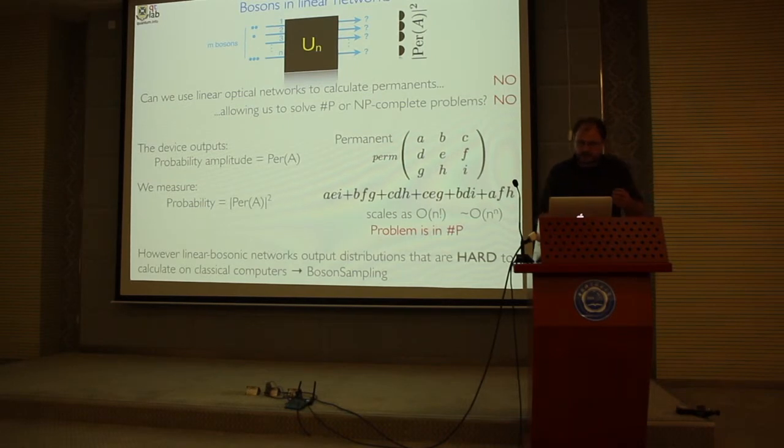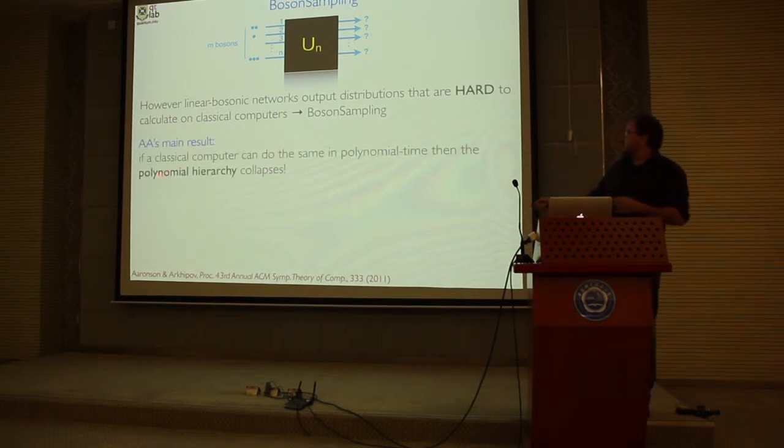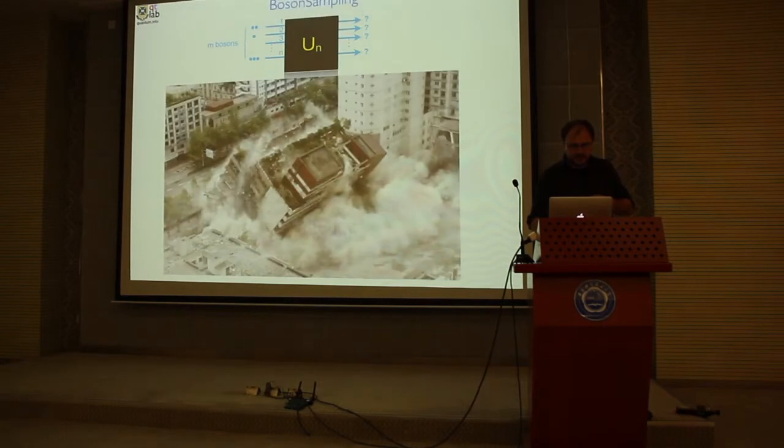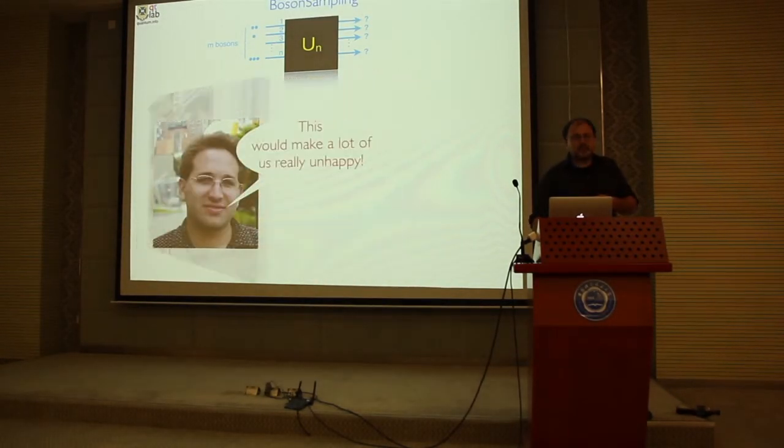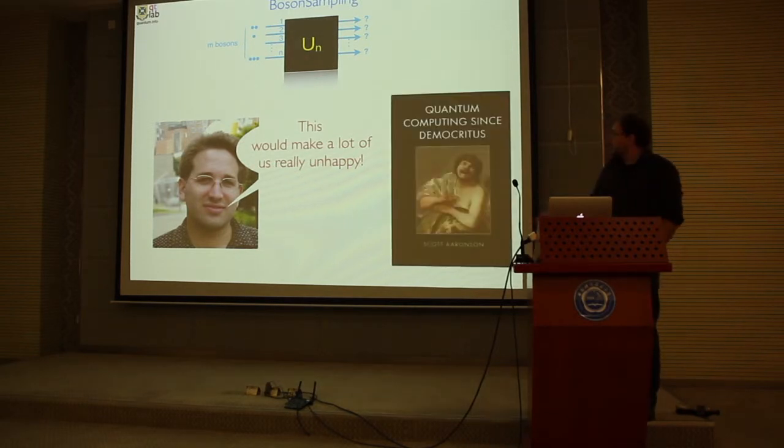But Aaronson and Arkhipov show that the linear optical network outputs distributions that are hard to calculate on classical computers. They're even hard to take a sample from, and that's the boson sampling problem. For a computer scientist, their main result was if a classical computer can do the same thing in polynomial time as this circuit, then the polynomial hierarchy collapses. My mental image of that is this. What it really means is it would make a lot of computer scientists very unhappy. And for details, have a look at Scott's book, Quantum Computing since Democritus.